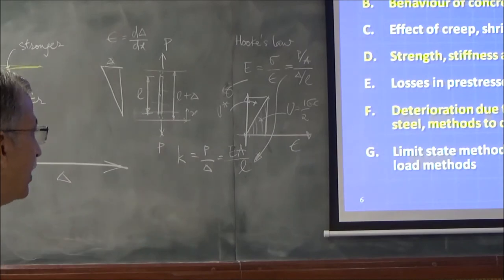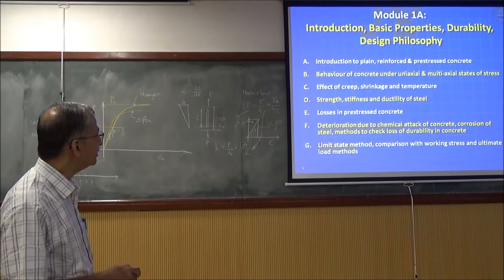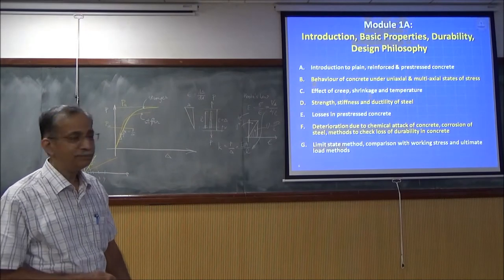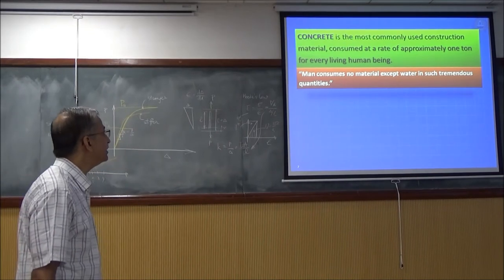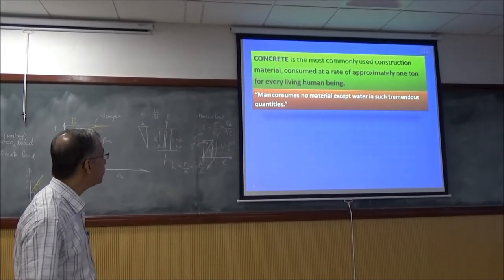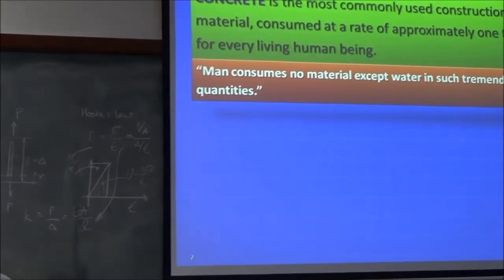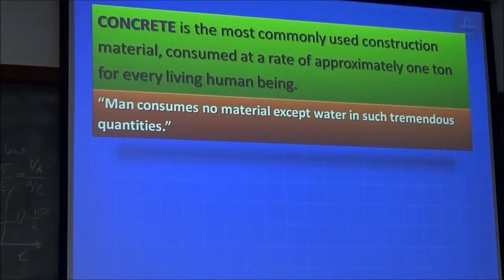Okay. So this is our first module. Today we will quickly cover our introduction to plain and reinforced concrete. Then we look at the other topics. Concrete is the most commonly used construction material, consumed at a rate of approximately 1 ton for every living human being. That's massive. Man consumes no material except water in such tremendous quantities. This is a harsh reality. That's why concrete is so important.